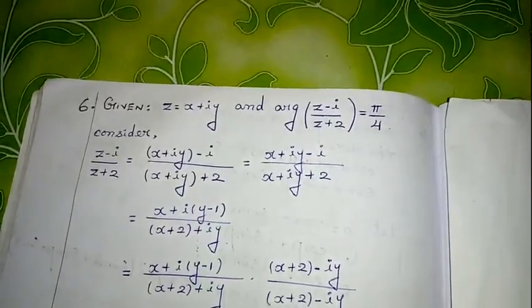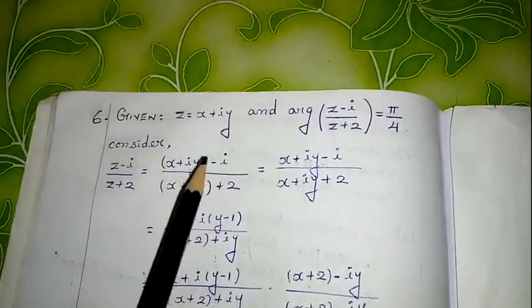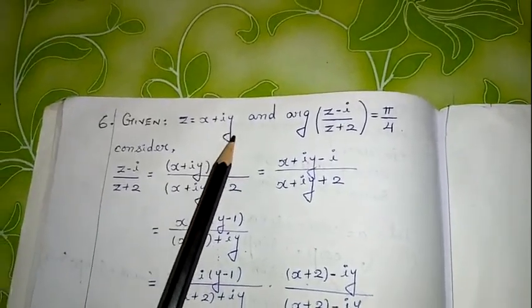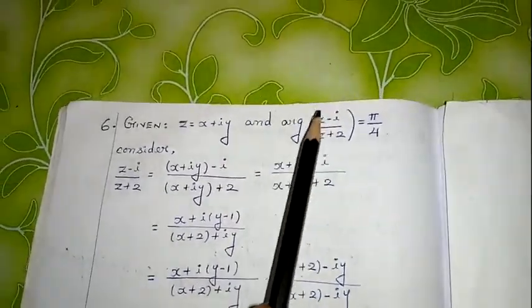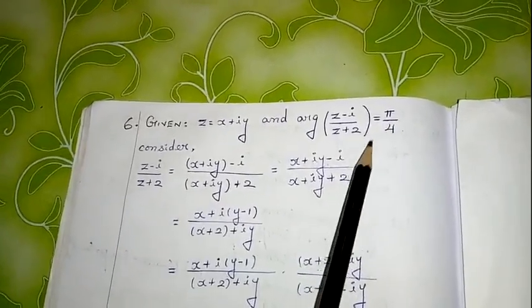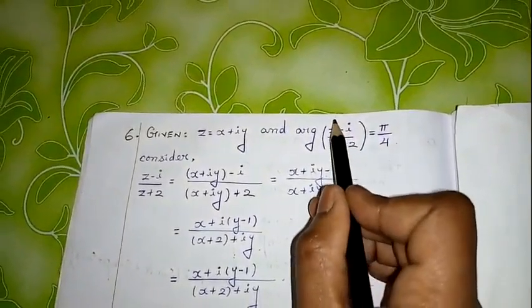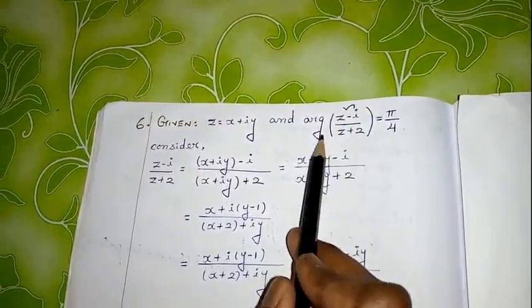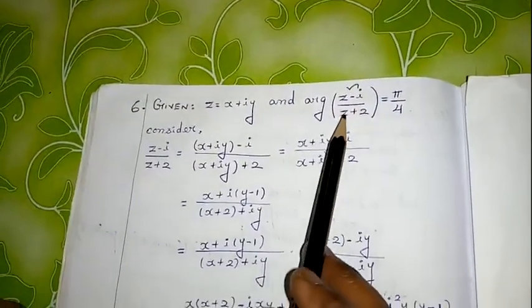Exercise 2.7, sixth sum. They have given z equal to x plus iy and argument of (z minus i) divided by (z plus 2) equal to pi by 4. Now, first I am going to take the value inside the argument. What is the value given here? z minus i divided by z plus 2.